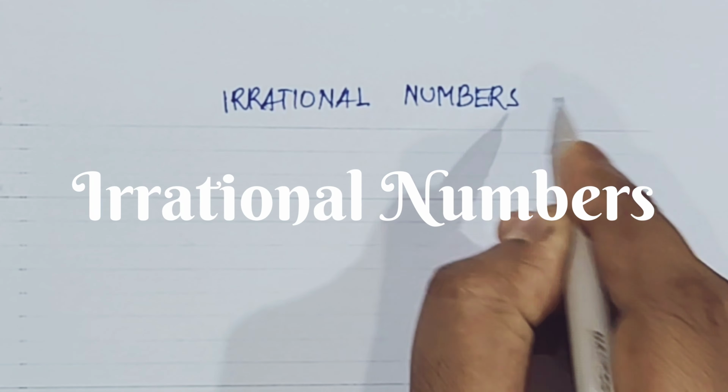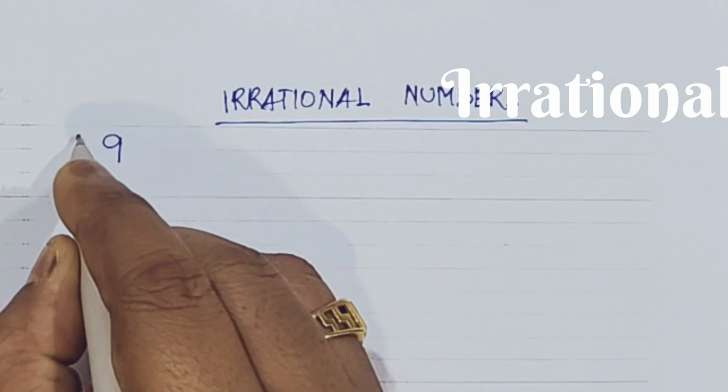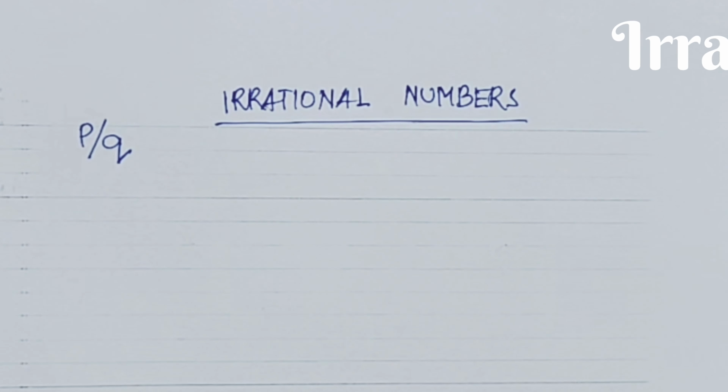So that means an irrational number generally does not fall in the set which defines a number in the form p by q. So p by q is a generic form of a rational number. Something that does not fall in that bracket, that set, should be called an irrational number.